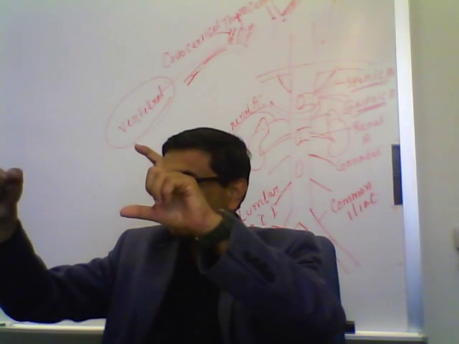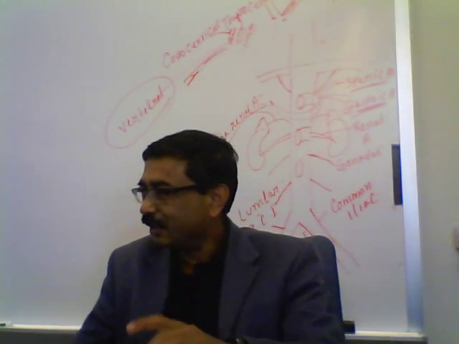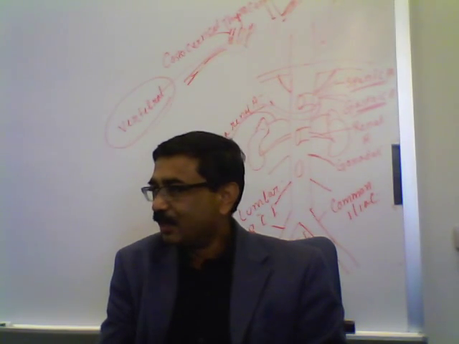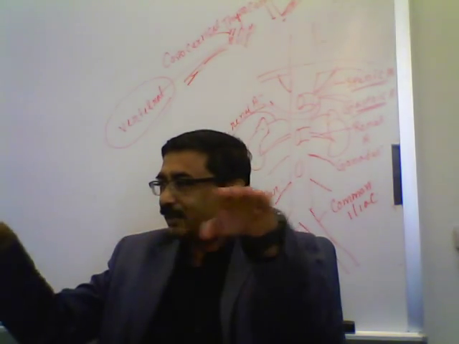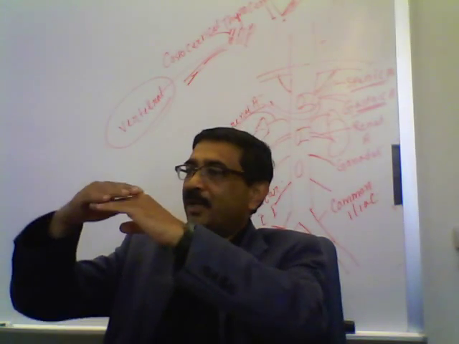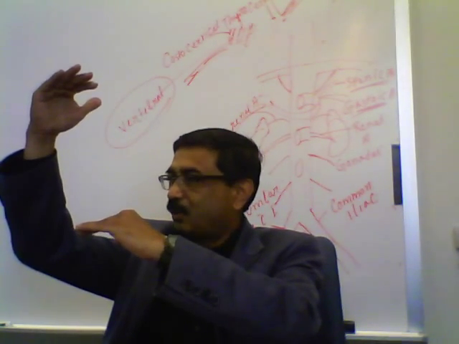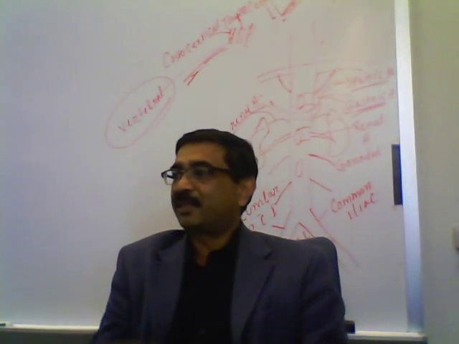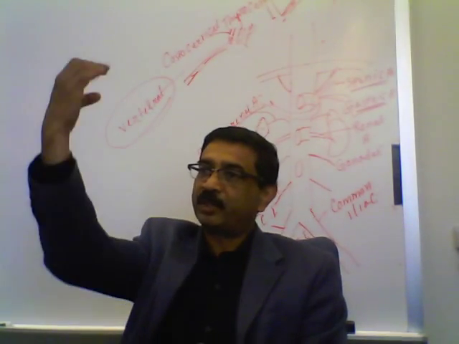Ascending, aortic arch, and descending. Which part is the longest? Descending aorta. So it is divided by what? Diaphragm. Above the diaphragm, that part is called thoracic. Below the diaphragm is called abdominal, right? Now let's start from ascending, the shortest part.